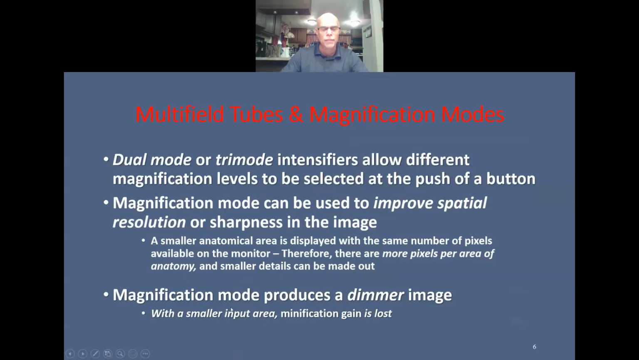Magnification mode produces a dimmer image. With a smaller input area, magnification gain is lost. Okay, magnification gain is lost. When you're in the magnification mode, that's causing your dimmer image.